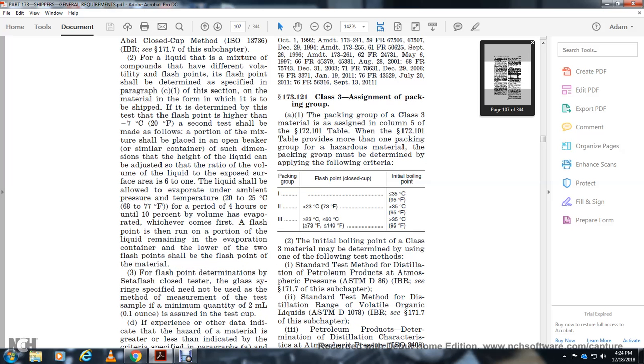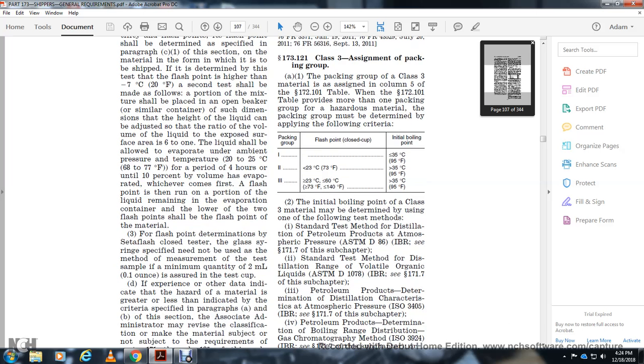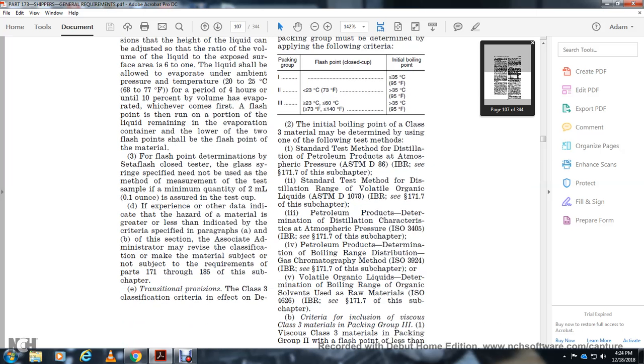Standard test method for distillation of petroleum products at atmospheric pressure. Standard test method for distillation range of volatile organic liquids. Petroleum products: determination of distillation characteristics at atmospheric pressure. Petroleum products: determination of boiling range distribution by gas chromatography method. Volatile organic liquids: determination of boiling range of organic solvents and raw materials.